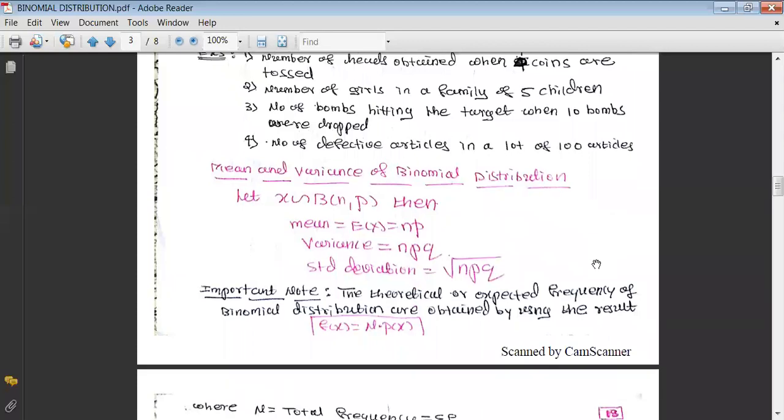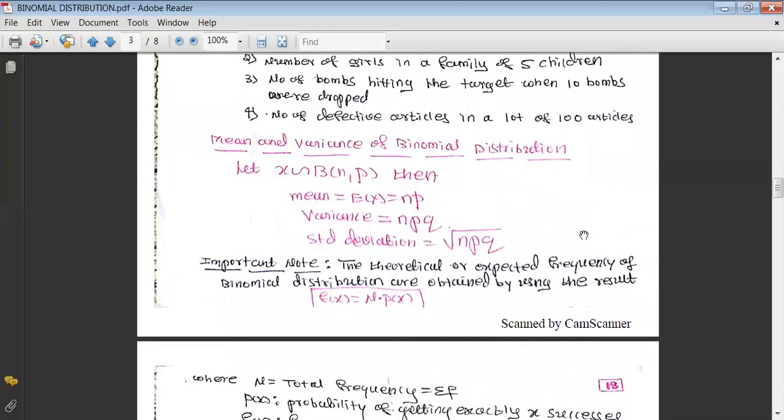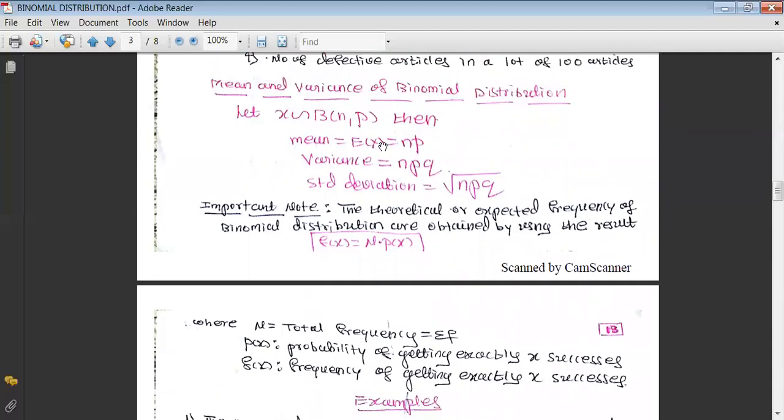Now let us look at the mean and variance of the binomial distribution. Suppose x is a binomial variate with parameters n and p, then its mean is given by np, the variance is given by npq, and the standard deviation is the square root of this, that is, square root of npq. If you remember these results, that is enough to solve the examples. There is a derivation, but the derivation is beyond the scope of the syllabus.